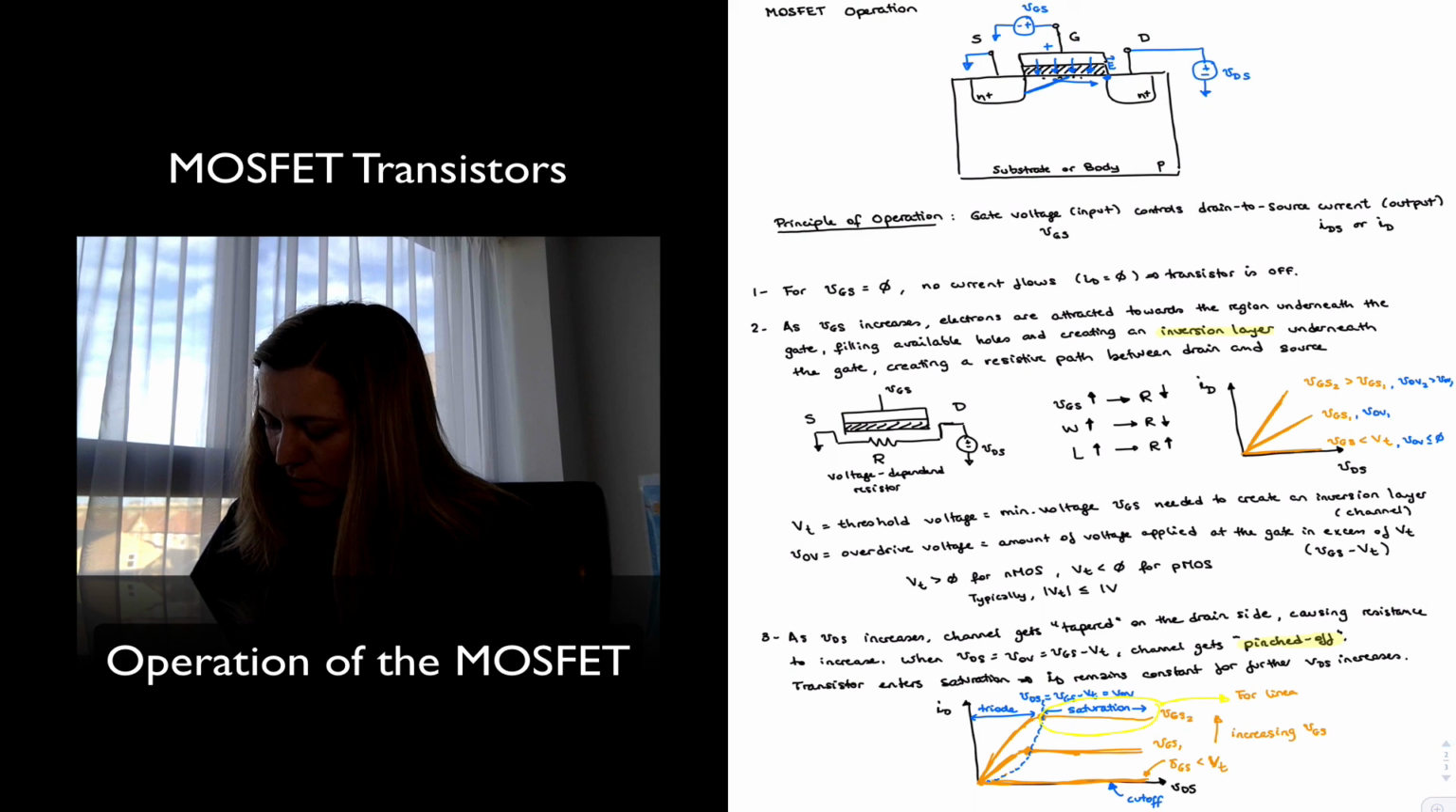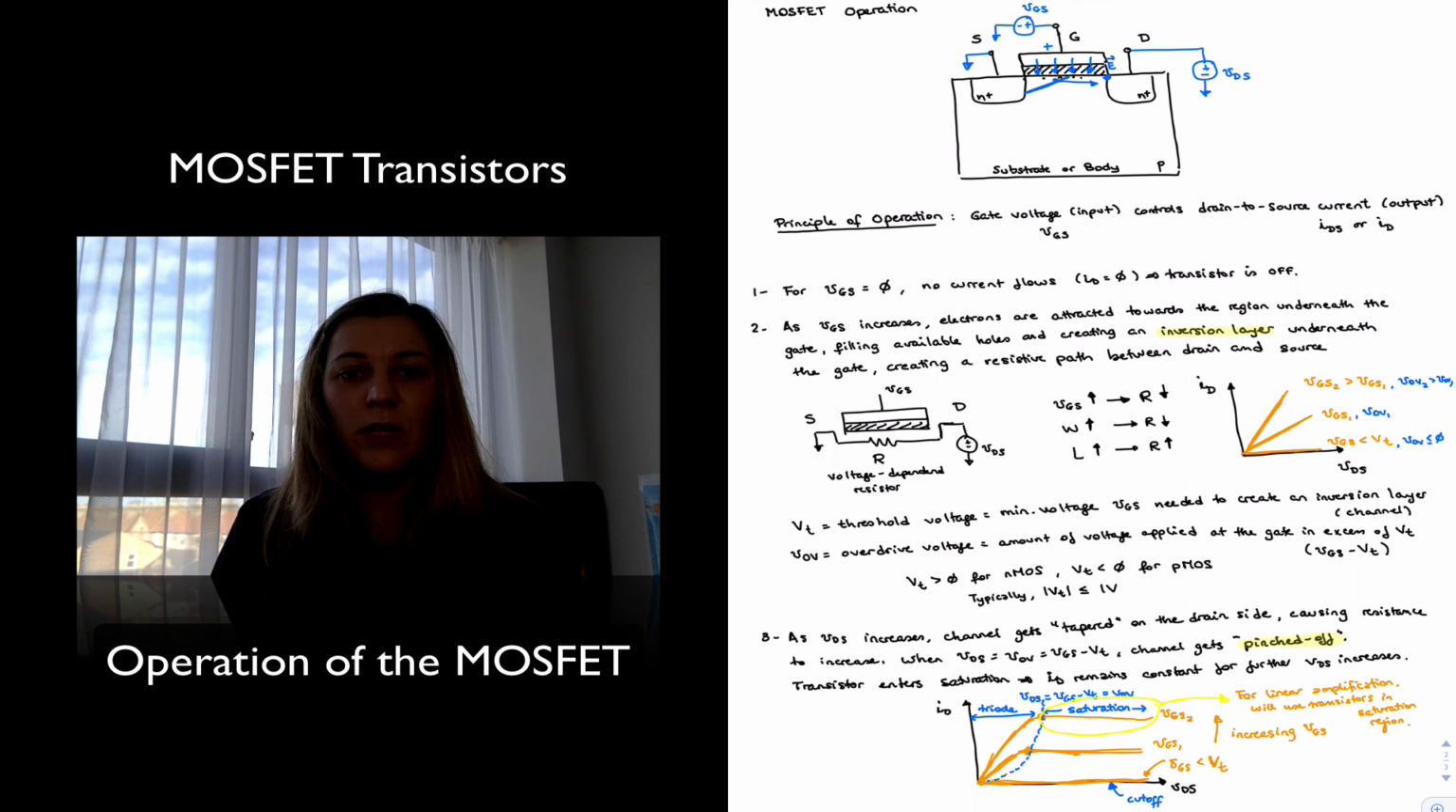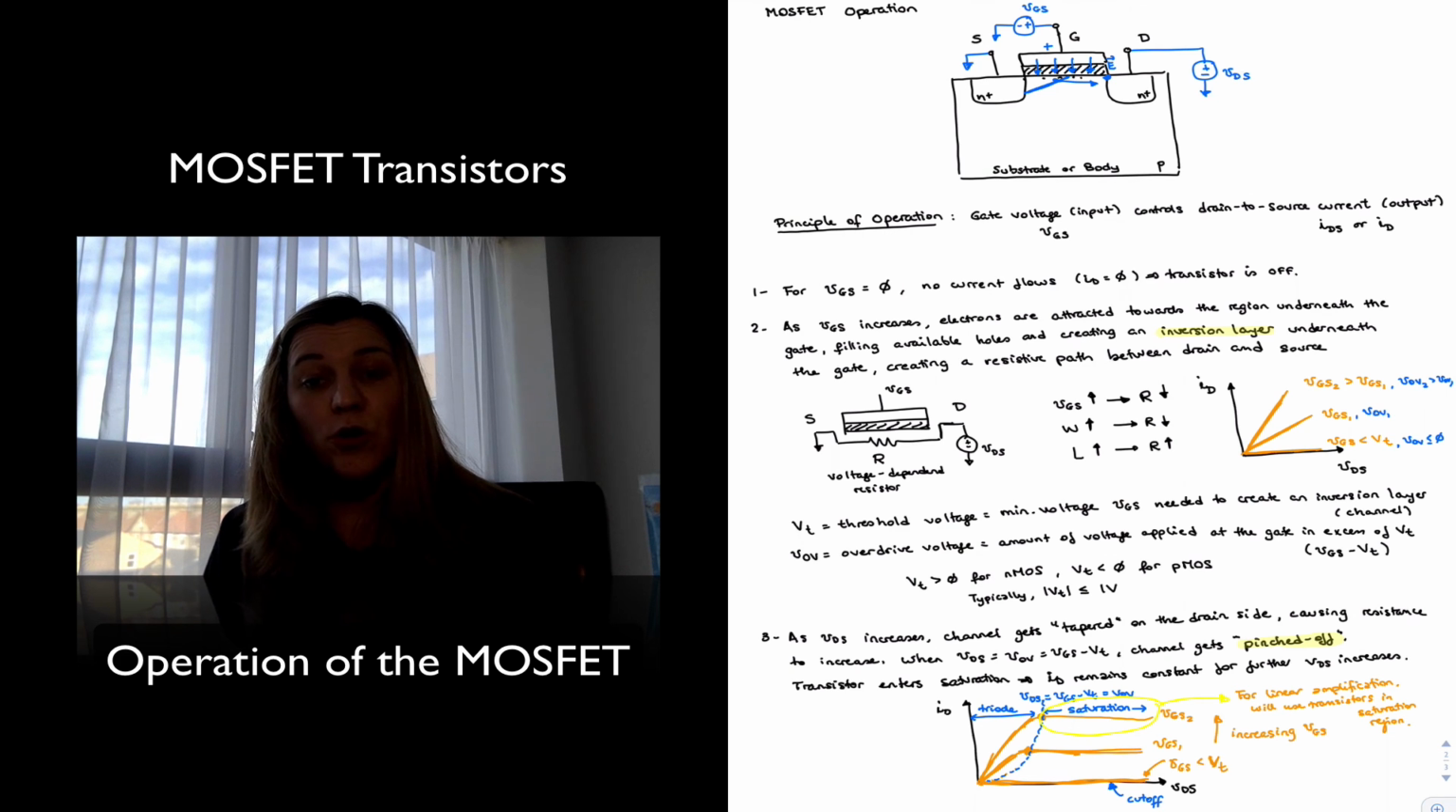For linear amplification, we'll use transistors mostly in the saturation region. And that's it. Next, we're going to take a look at a bit more quantitative description of the different regions of operation.